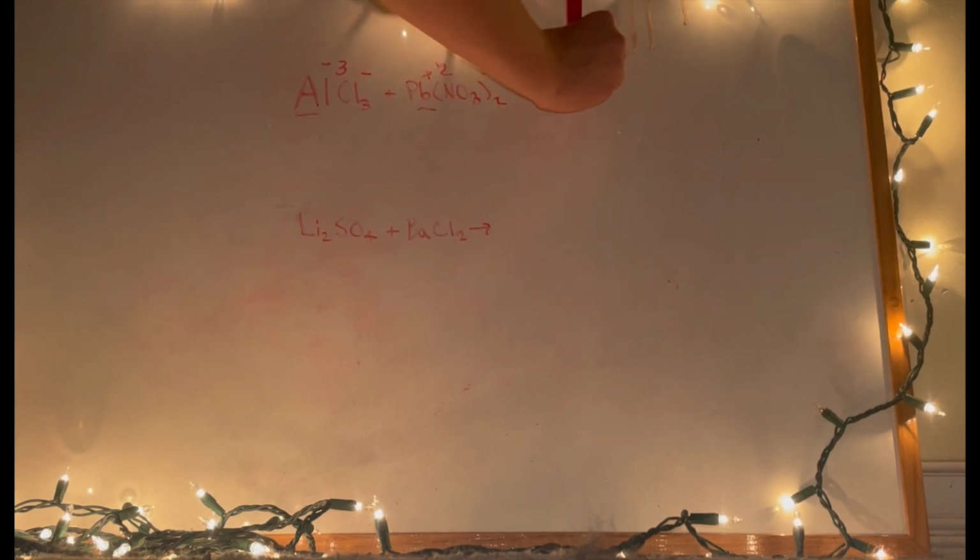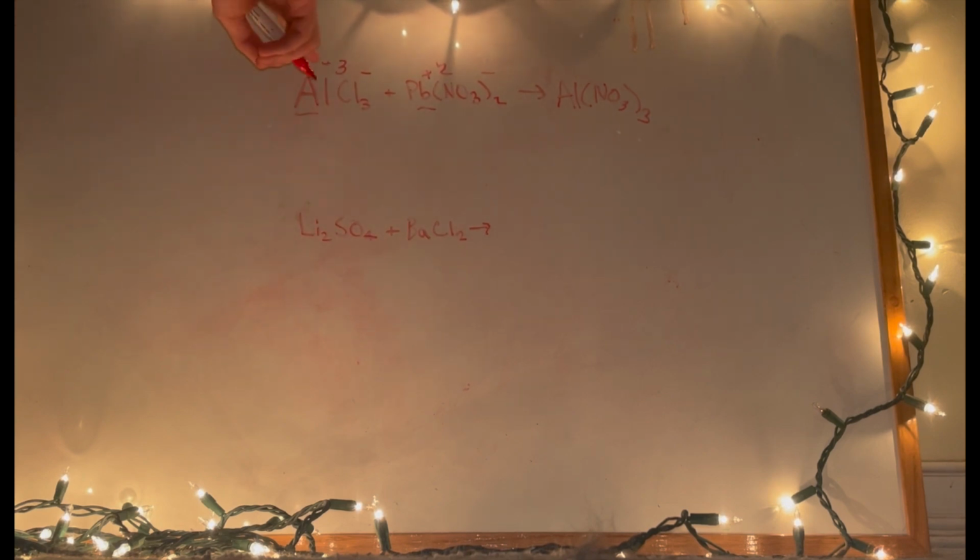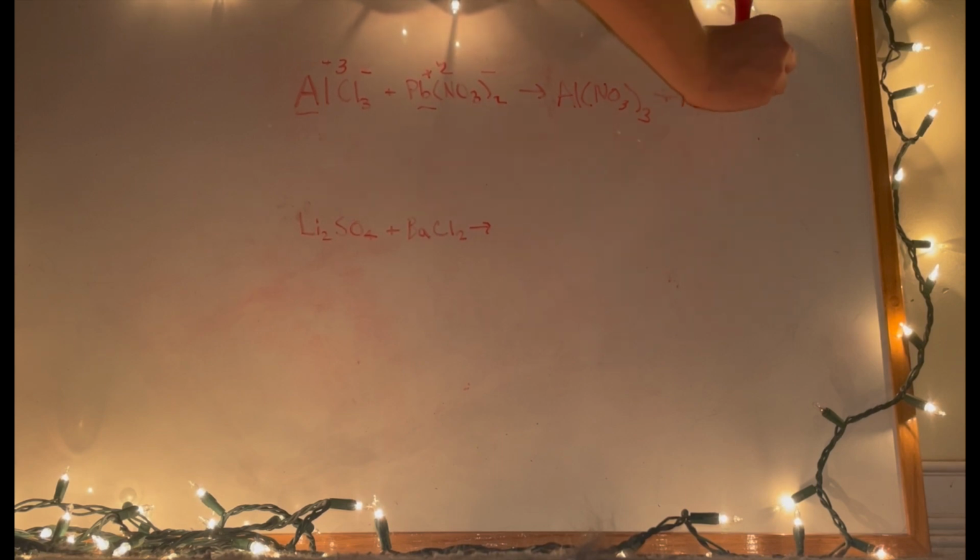So that's going to give us aluminum nitrate 3, because remember that is a +3 charge, and because this is a negative charge, to balance this molecule we need to change this to have 3 nitrates instead of just 2. And then very similar with the lead chloride, it's going to be plus lead Cl2 instead of 3. And then remember, we do need to balance this equation.